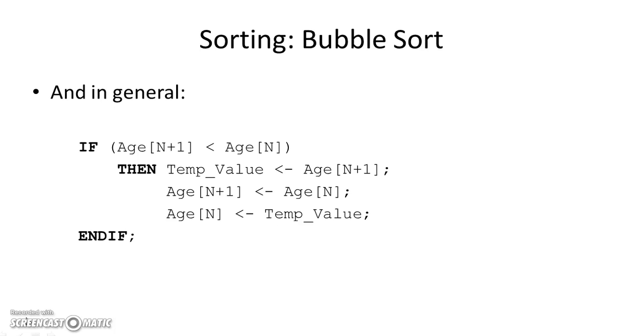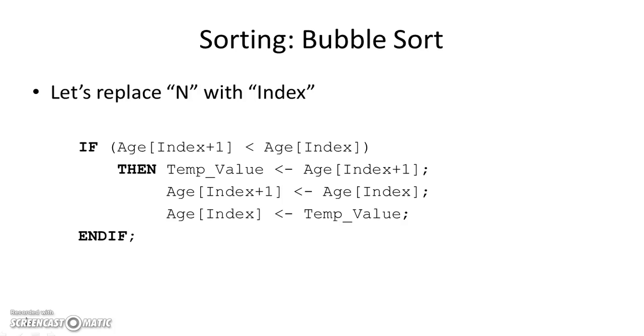We could generalize that to if the value at n minus 1 is less than the value in n, or even index plus 1 bigger than index. And in all of these cases, if the element on the left is bigger than the element on the right, we swap, otherwise we don't.